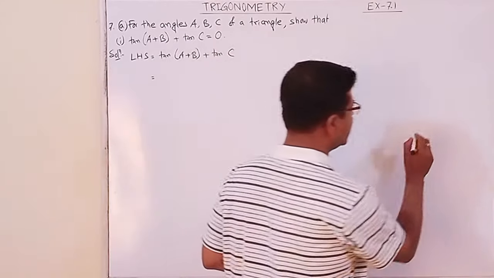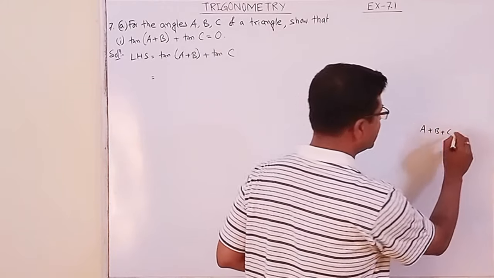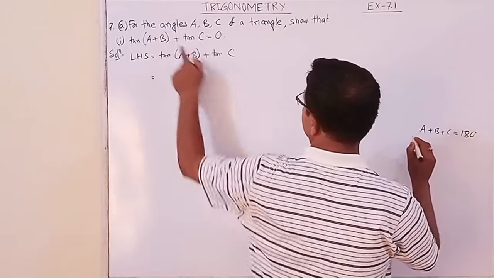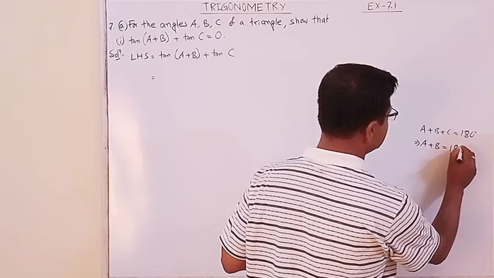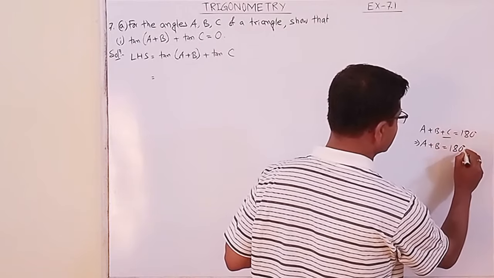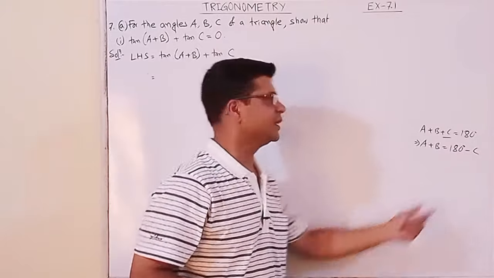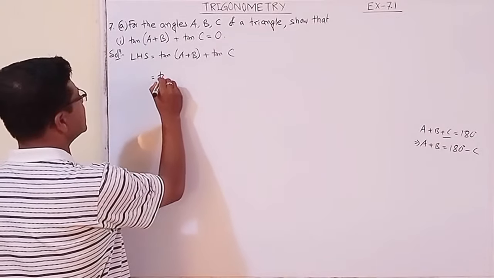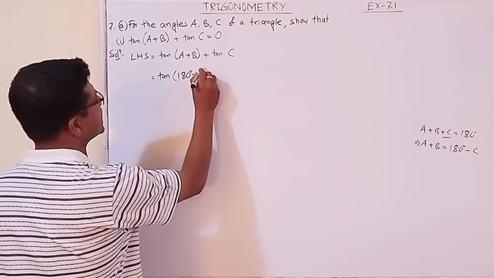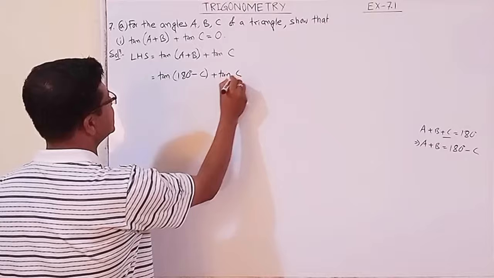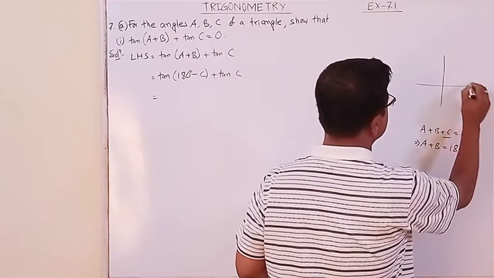One thing you know is that in a triangle the three angles are A, B, C. What is the sum of the three angles of a triangle? 180 degree. So what is A plus B? A plus B is 180 degree minus C, when we take it to the other side. So in place of A plus B, let us write 180 degree minus C, plus tan of C.